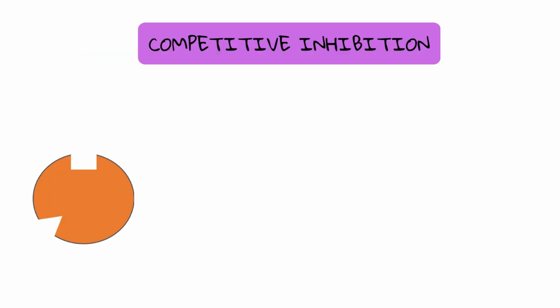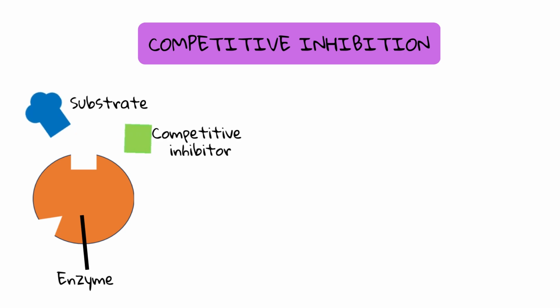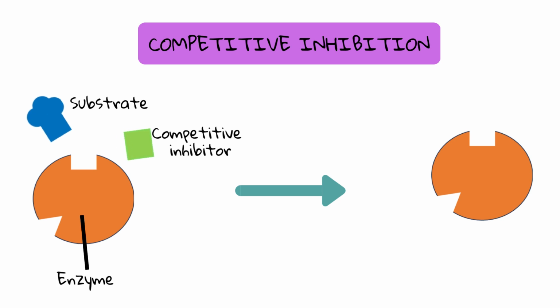First is competitive inhibition. The name, competitive, indicates the competition between the substrate and the inhibitor. Why? Because a competitive inhibitor has a similar shape to the substrate, so the inhibitor will compete with the substrate to bind to the active site of the enzyme. When the inhibitor binds to the active site, it prevents the substrate from binding, thus the enzyme-substrate complex is not formed. As a result, no products are formed and the rate of reaction decreases.